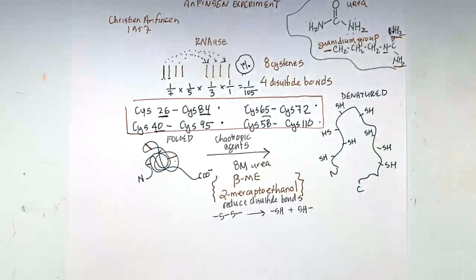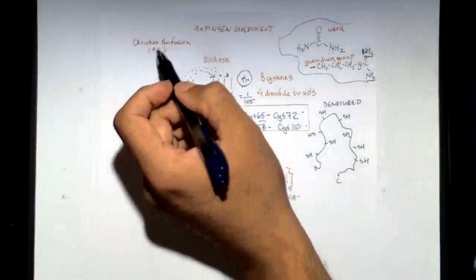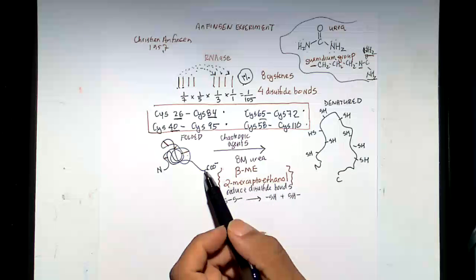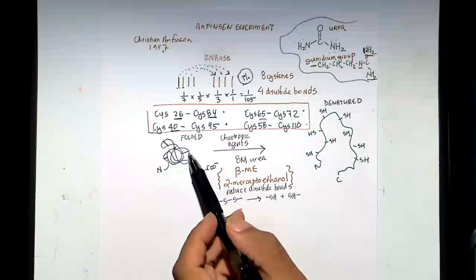Okay? And of course, remember this is 1957, okay? At that time, what was shocking to him was that he found like 99%, okay? Almost all the RNase was folded. So let's go back to his experiment.